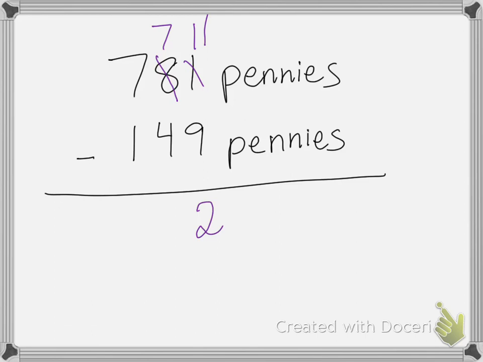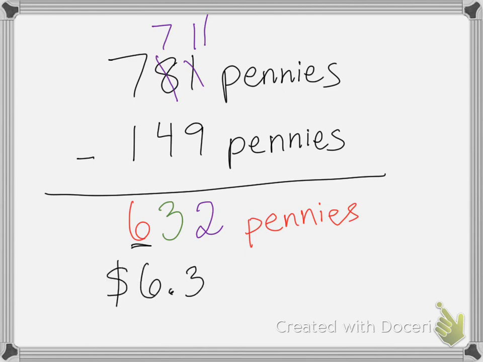Now we do the tens column. 7 minus 4 is 3. And then finally the hundreds column. 7 minus 1 is 6. So I have 632 pennies. Now if I wanted to write that using a dollar sign, remember, 600 pennies equals $6. So it would look like this, $6.32.